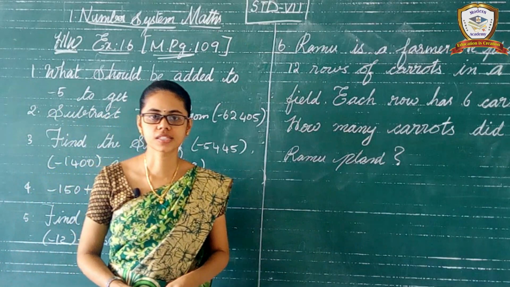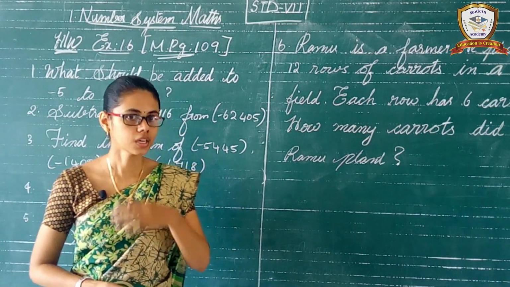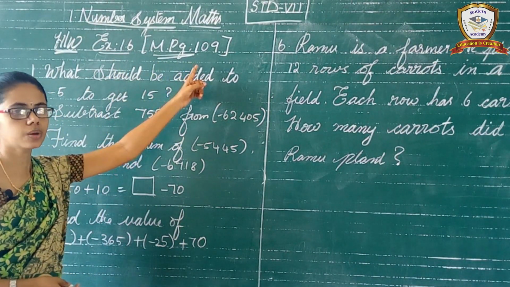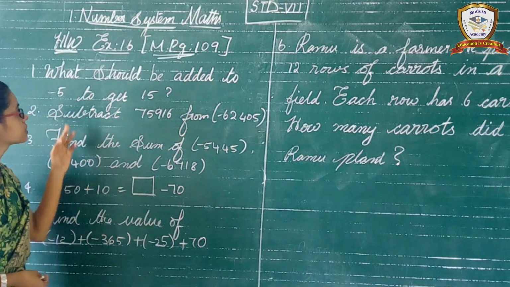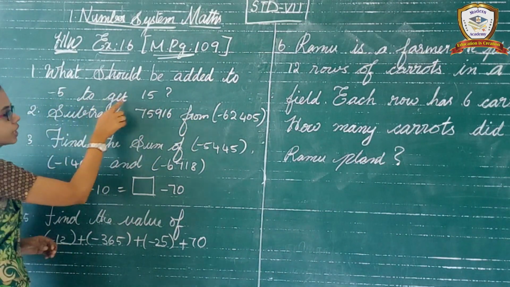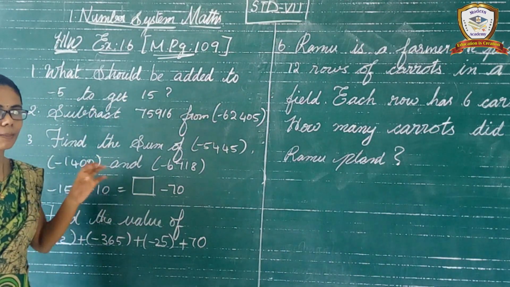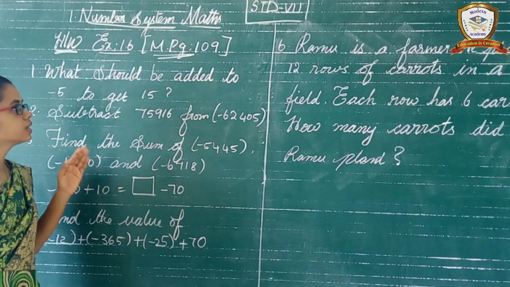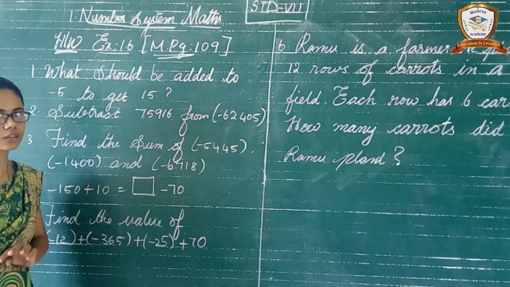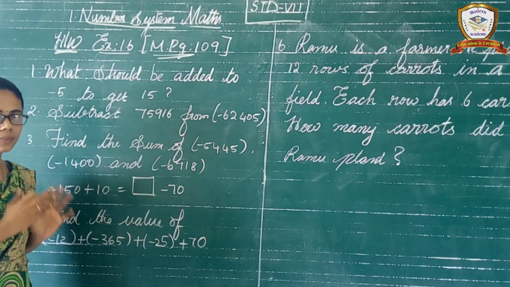Okay. Next, today our teaching part is over. Next, homework part. Okay. See here, homework exercise 1.6, material page number 109. Clear? See the first question. What should be added to minus 5 to get 15? Okay. So which means we have to find the number. Which number? What number should be added to minus 5 to get 15? Okay. So same like in classwork sums, same method.